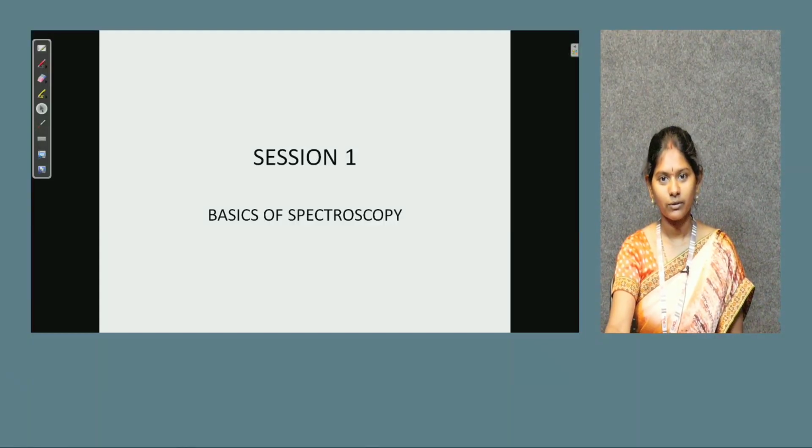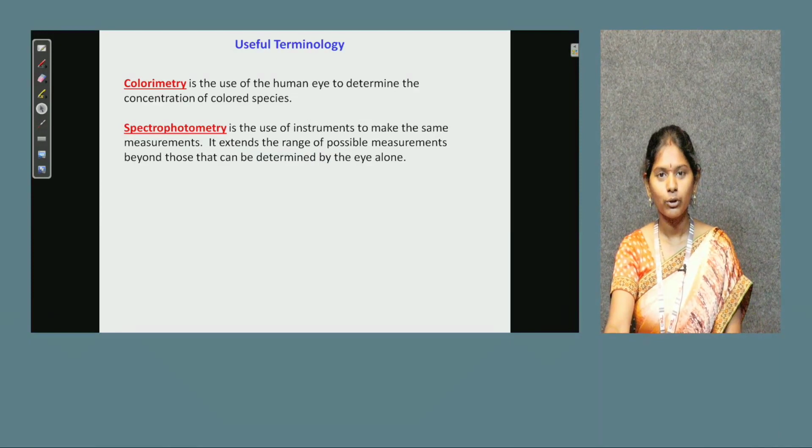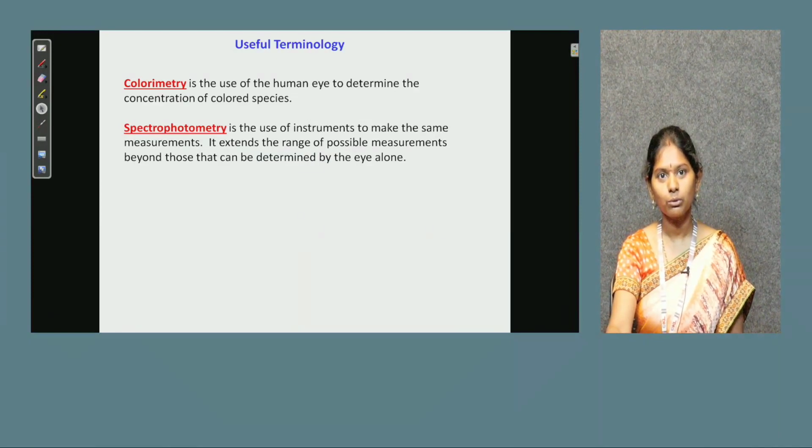Good morning. Today we will discuss the basics of spectroscopy. Before going towards spectroscopy, we need to learn about some terminology like colorimetry and spectrophotometry. The word colorimetry is used to determine the concentration of various colored species or colored solutions which can be seen using the human eye.